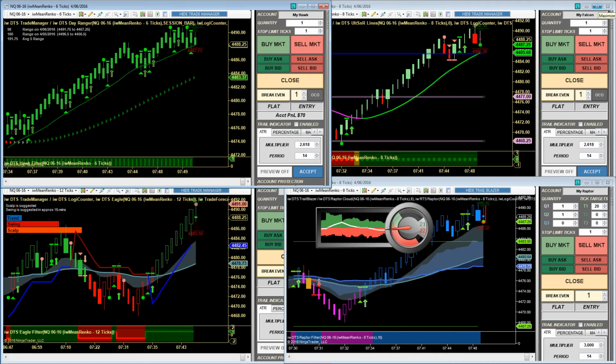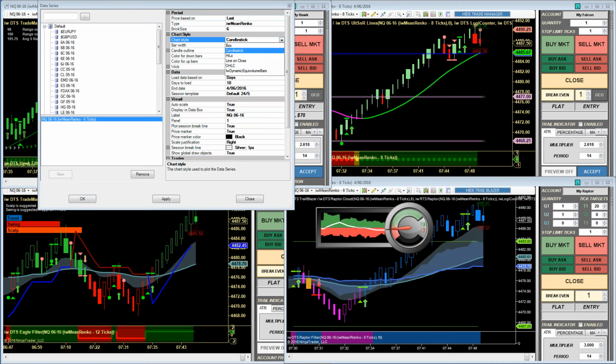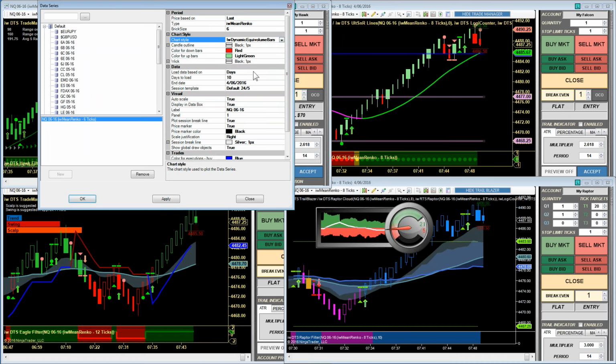People are always asking me, do I really have to have blue and pink on the Raptor? No, no you don't. I don't have my equivolume bars. No, I don't. There we go. I forgot to turn my equivolume bars on my hawk.